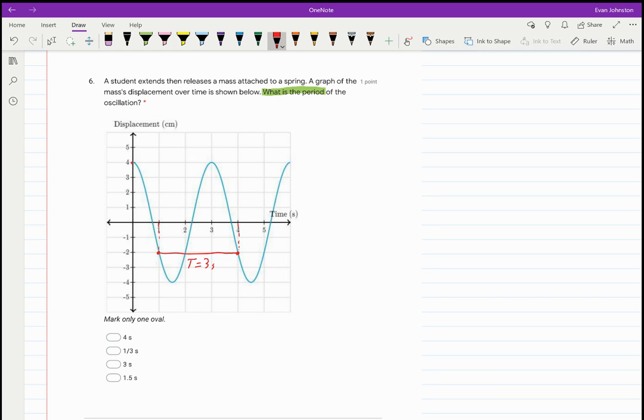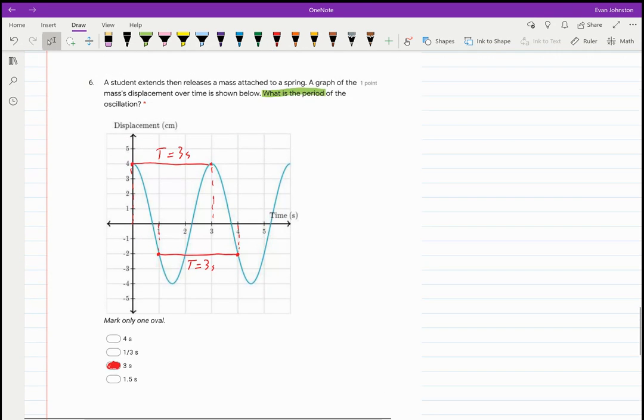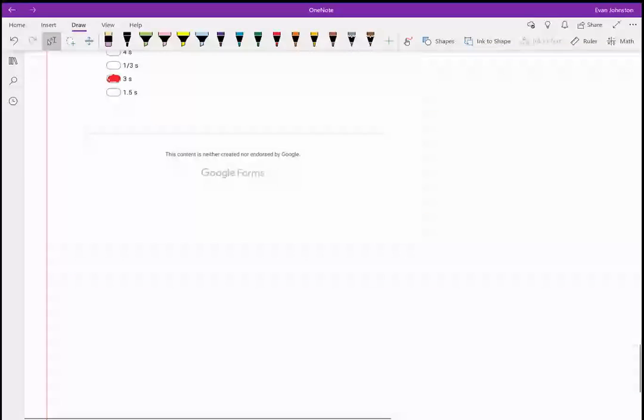And if I chose this point and went from here to here, we would find that they actually are the same distance, because we're going from 0 seconds here to 3 seconds here. So our period is 3. Our frequency, though, would be 1/3 hertz. And that's it. Cool. Bye for now.